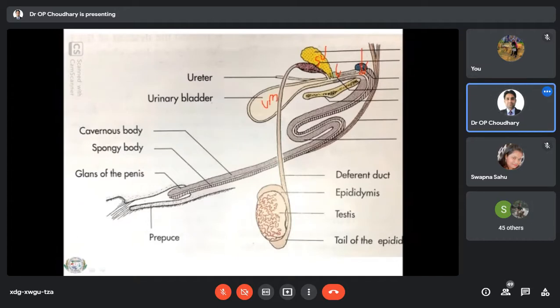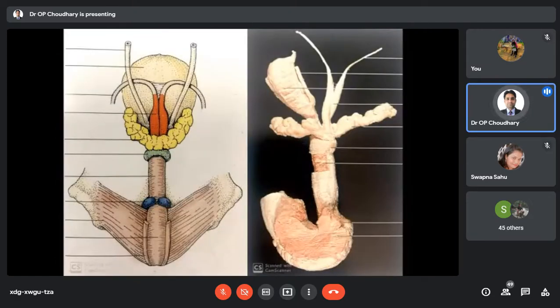Okay, and that's all for this gland. You can see here, I already told you that these are the seminal vesicles, this is the prostate gland, and this is the Cowper's gland, and these Cowper's glands are present on either side of the urethra. This is the urethra, that is the pelvic part of the urethra.